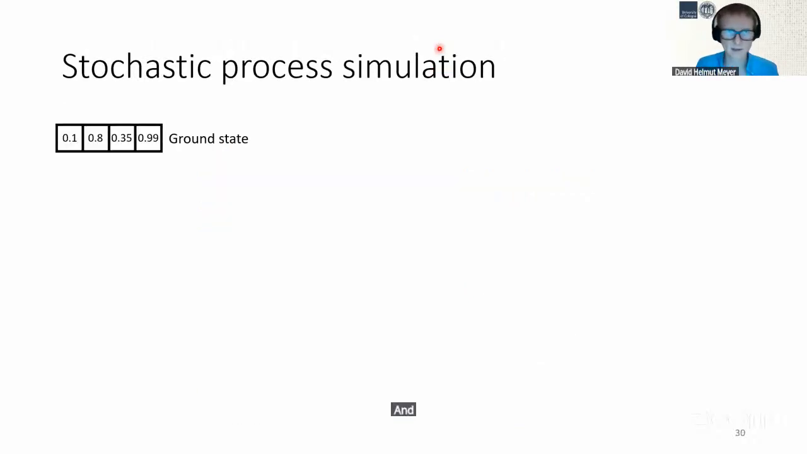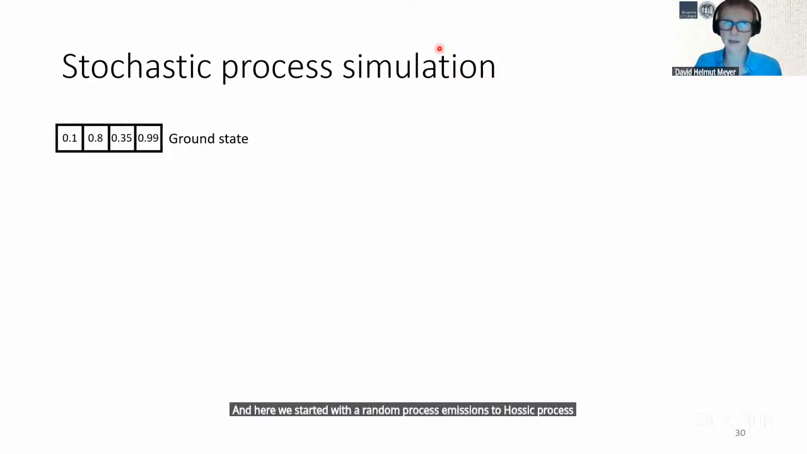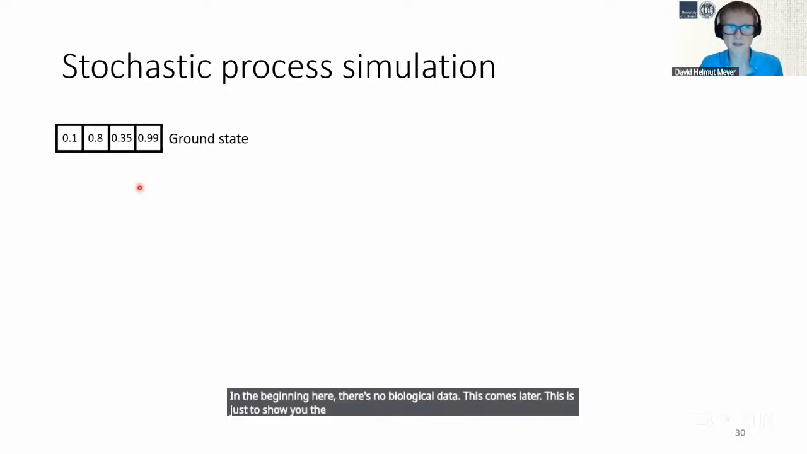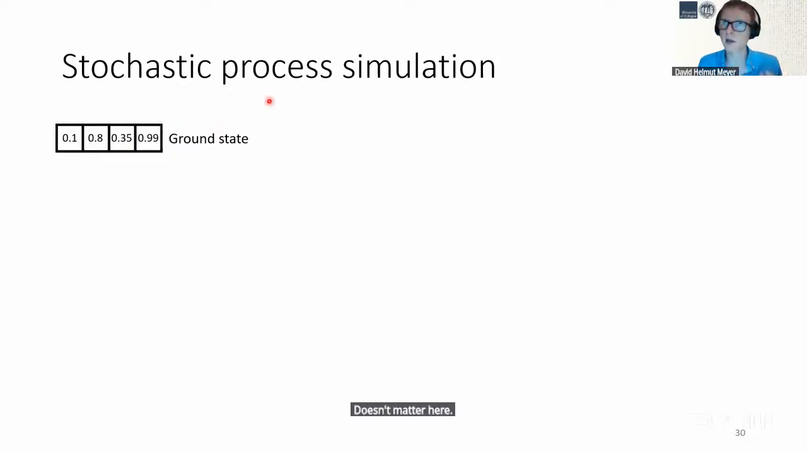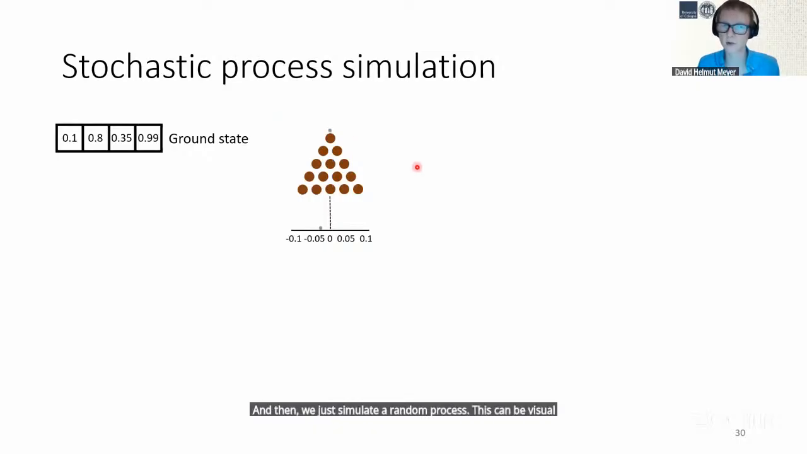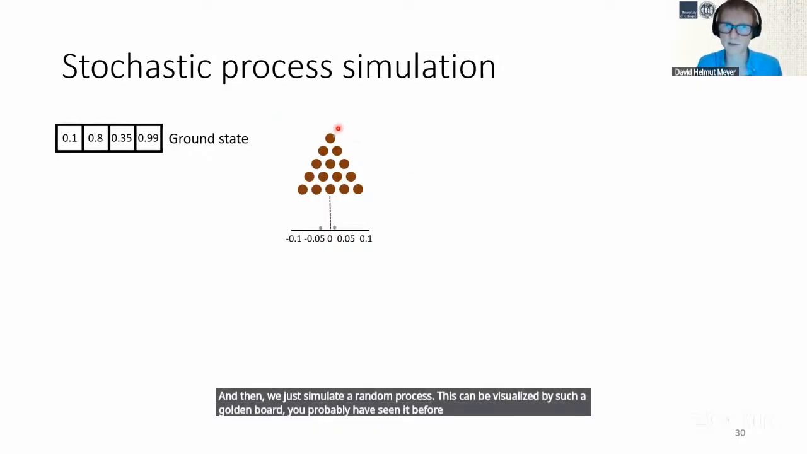And here we started with a random process simulation, a stochastic process. In the beginning, there's no biological data. This comes later. This is just to show you the principle. So we start with the ground state, for example, just 4 values between 0 and 1, it doesn't matter here. And then we just simulate a random process. This can be visualized by such a Galton board. You probably have seen it before. You throw sand or stones on top and it trickles down. And in the end, you have something that resembles a normal distribution.